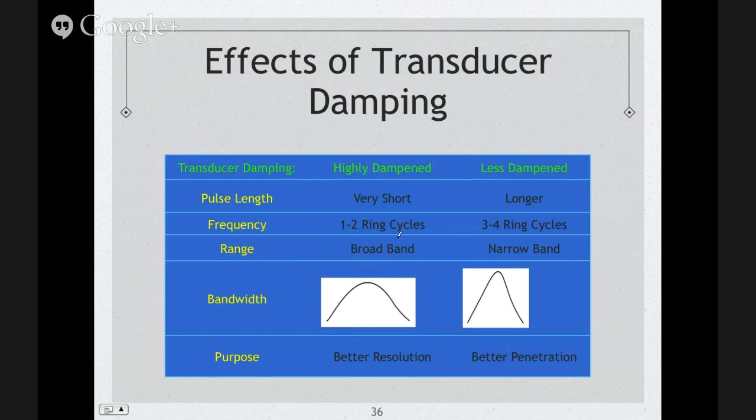And the purpose, why would you want to use a highly dampened transducer? For maybe better resolution, right? If your pulse length is shorter, you're dampening more, you have better sensitivity and resolution for near surface discontinuities. If you have a longer pulse length, maybe you're better for penetration. You got a little better penetration, right?